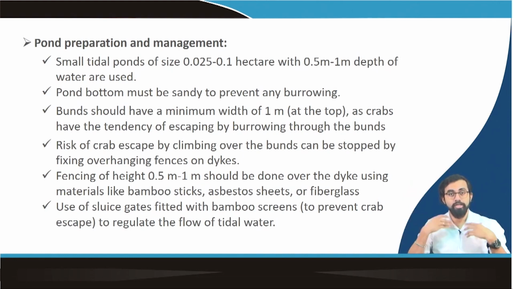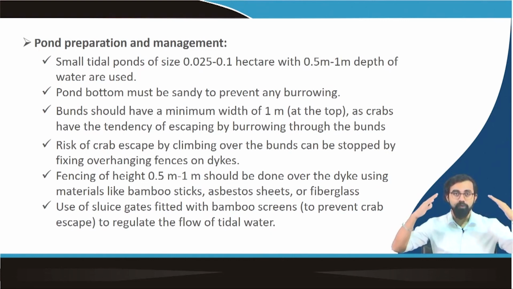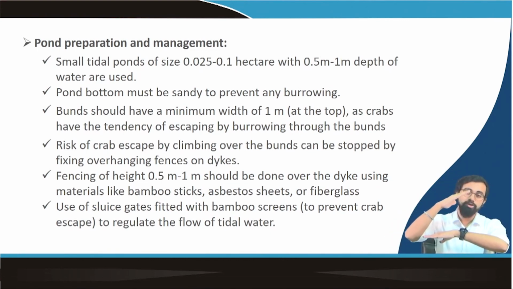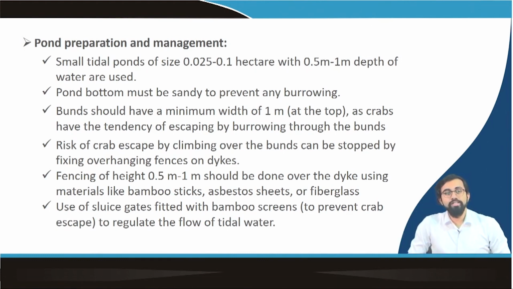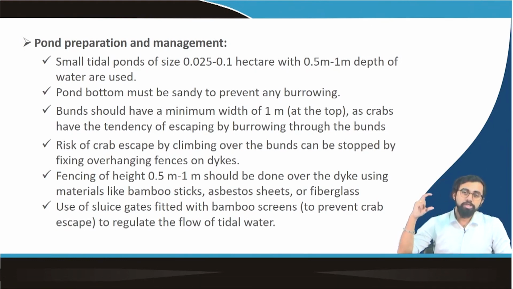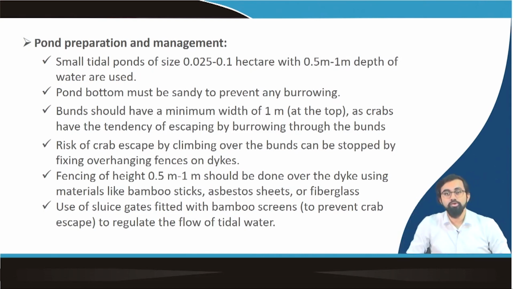And also as crabs have a tendency to escape by burrowing through the bunds, you have to have as thick a bund as possible, so they cannot escape very easily. The risk of crab escape by climbing over the bunds can be stopped by fixing the overhanging fence inclined towards the pond. Fencing of height around 0.5 meter to 1 meter should be done over the dike using materials like bamboo sticks, fiberglass, asbestos sheets, etc. So if you're rich enough, go for asbestos sheets and fiberglass. Definitely it's not possible for your culture crab to escape from your system.